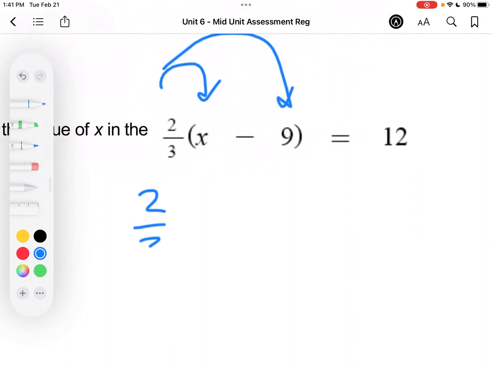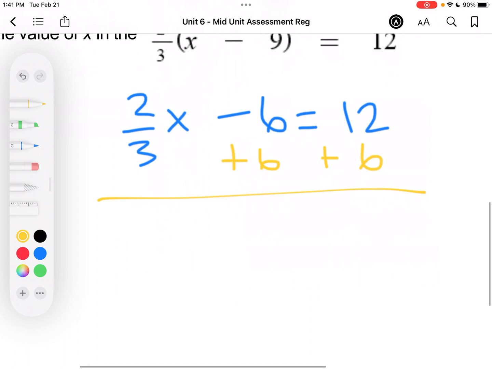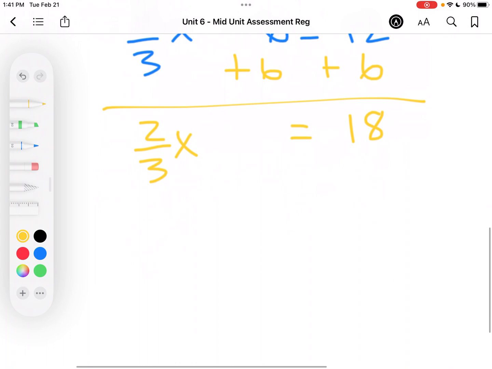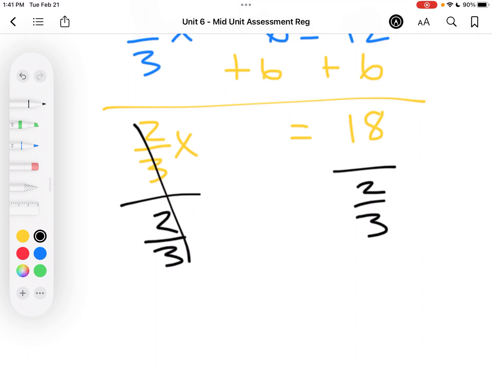So 2/3 x minus 6 equals 12. So then I'm going to add 6 to each side. So I have 2/3 x equals 18. From there, I'm going to divide by 2/3 on each side because I want to get that variable by itself. So x equals, and in my calculator I can just do 18 divided by 2/3, because you had access to a calculator, and I got 27.